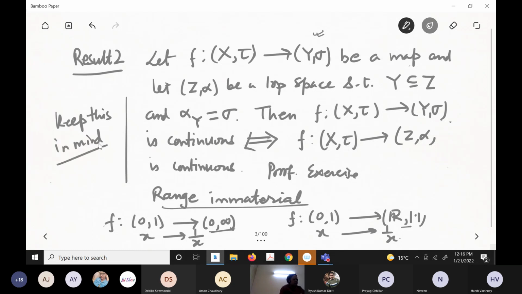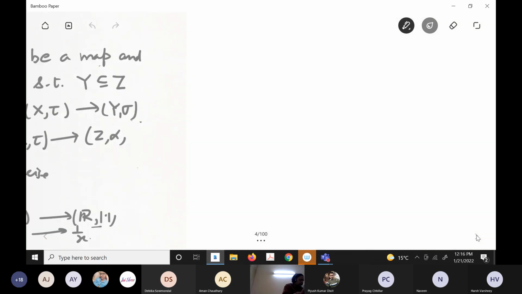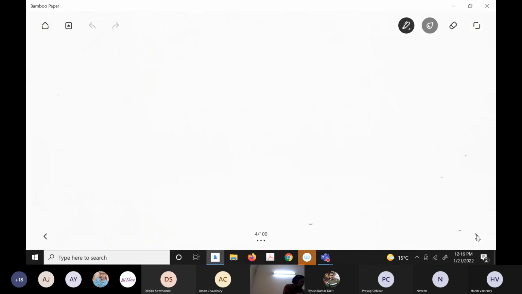But the previous result, make sure that I have given only one way. If it is continuous on the whole space, then it is continuous on any subspace, not the reverse way. The reverse need not be true. If it is continuous on a subset, it need not be continuous on the whole thing. Okay, so you can take the example from here. This thing you should remember.